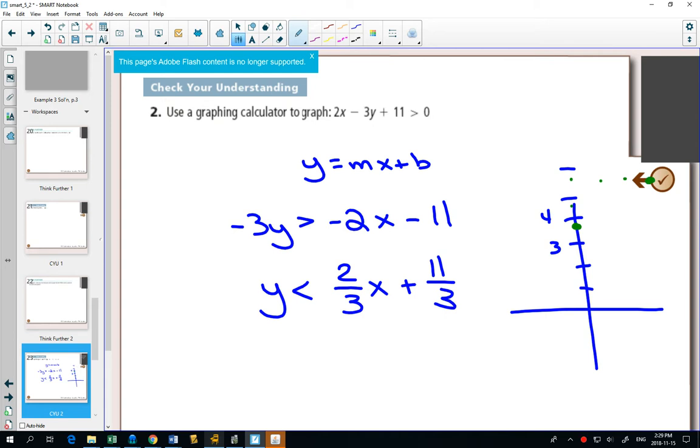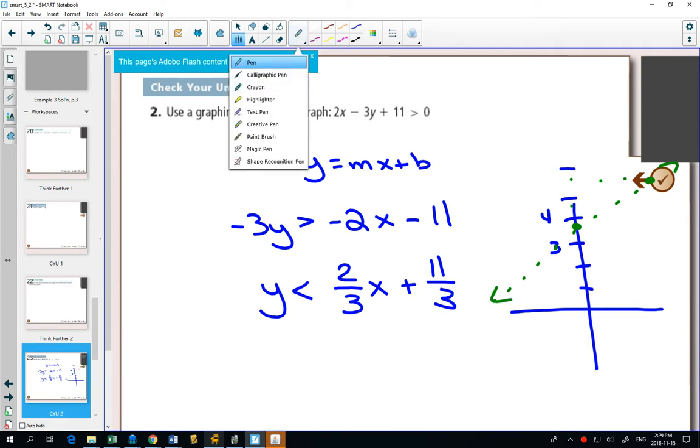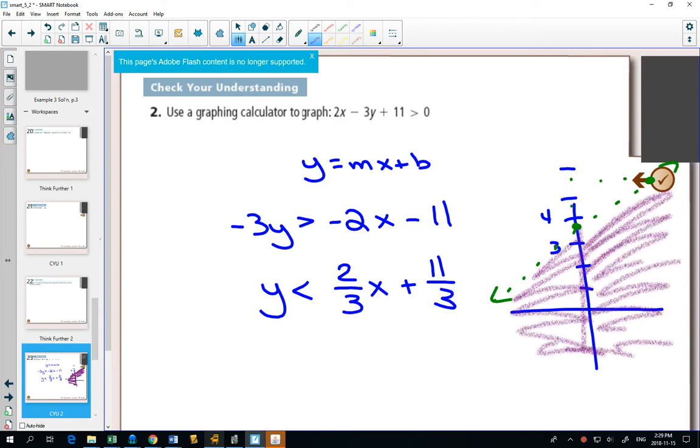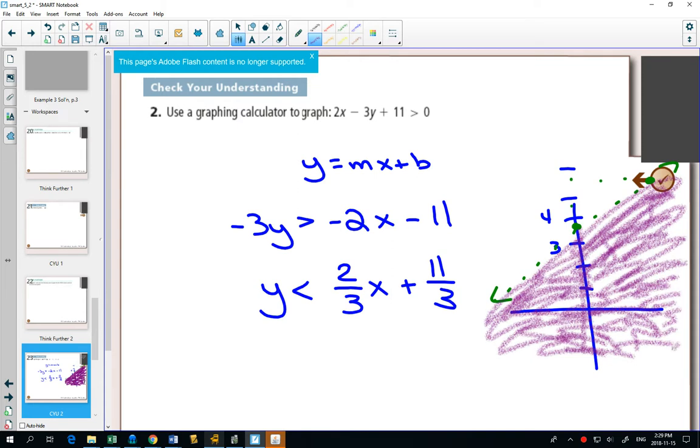And would I draw a dotted line or a solid line for this one? Dotted, because it doesn't have the equal sign. And would I shade above or below? Okay, go purple this time. It is y is less than, so you take any point and go down below, so the shading would be below. Very nice. Very nice shading.